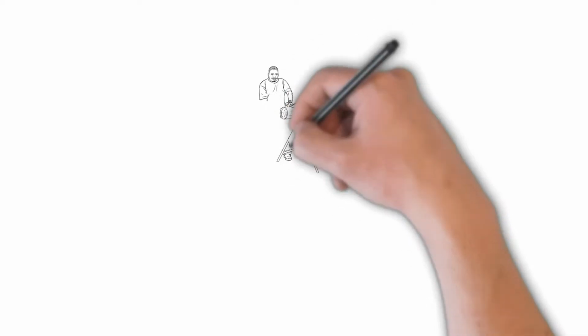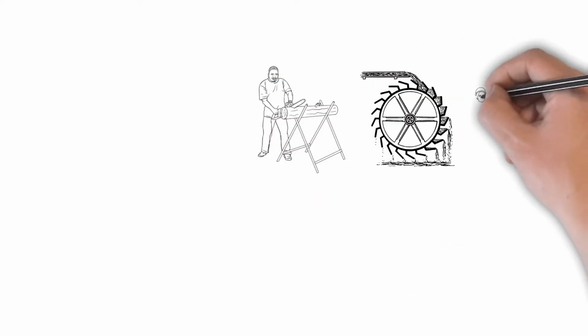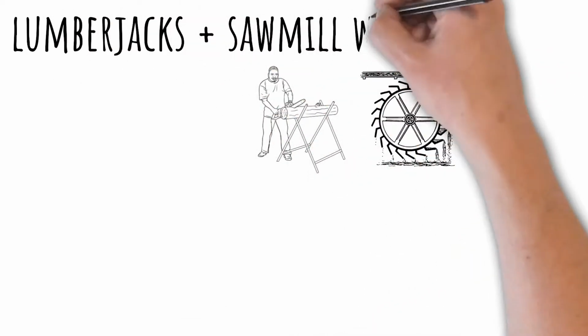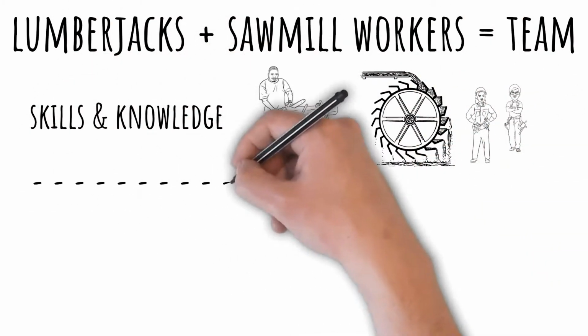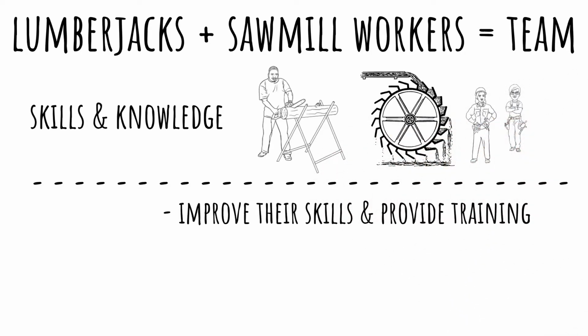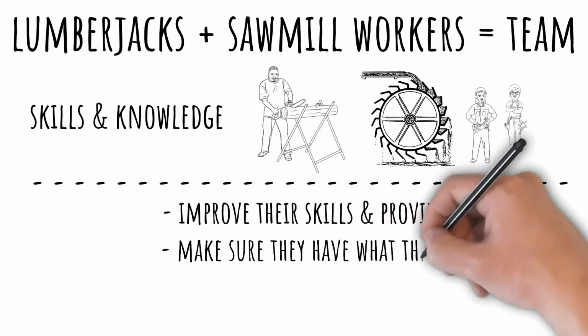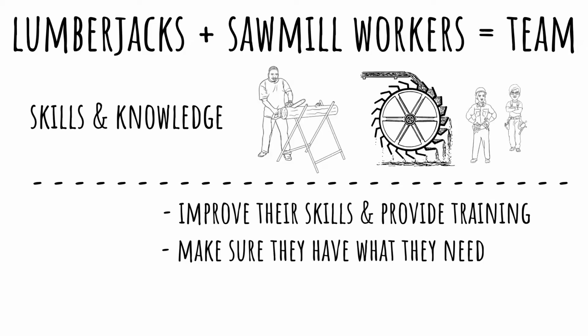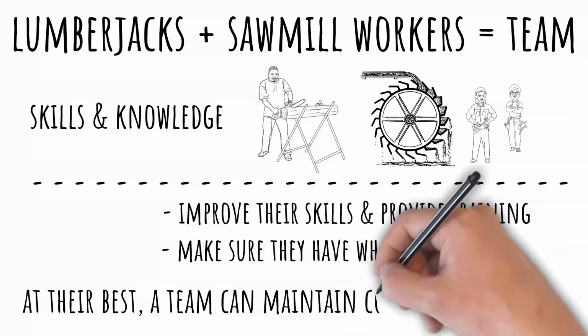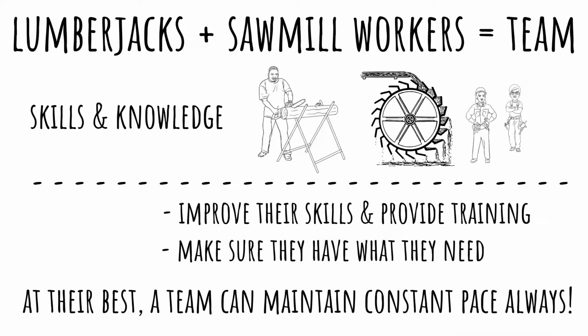The teams are the lumberjacks and the workers in the sawmill. They're the ones that have the skills and the knowledge to create the end value for the customer. We should constantly be improving their skills, and we should make sure that they have all the tools and the technology necessary to do their work. And we should always make sure that they're at their best. Agile principle number 8 tells us that agile processes promote sustainable development. The team should be able to maintain a constant pace indefinitely.